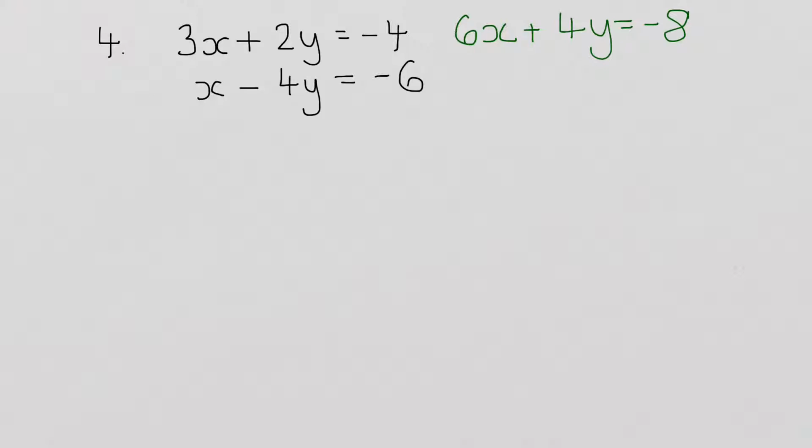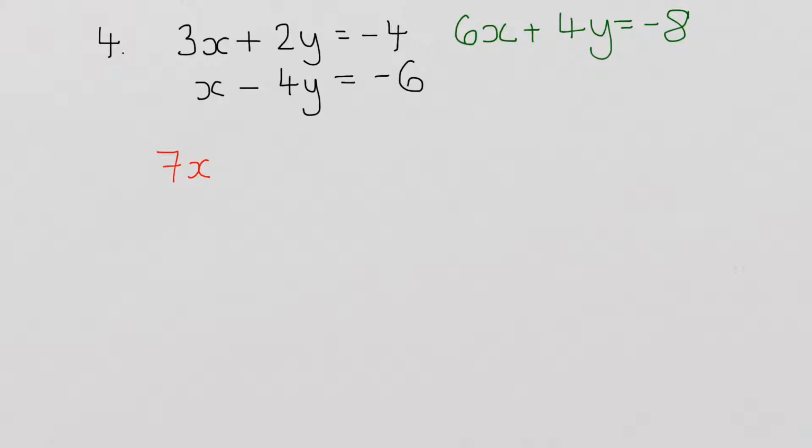I then want to add my first equation and my second equation together. Now, if this was positive 4y, and then this equation was positive 4y, you would need to do the first equation, take away the second equation, because you want to cancel out the 4y's. Because we've got a plus and a minus, we can just add the two equations together. So, my first step, 6x plus x is 7x.